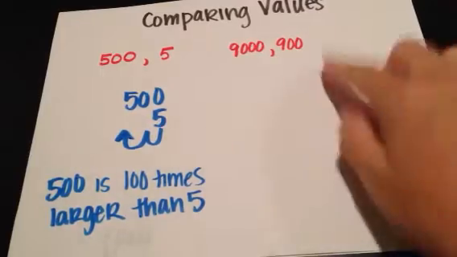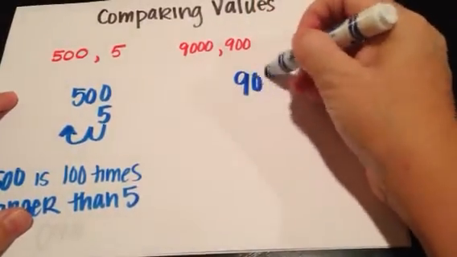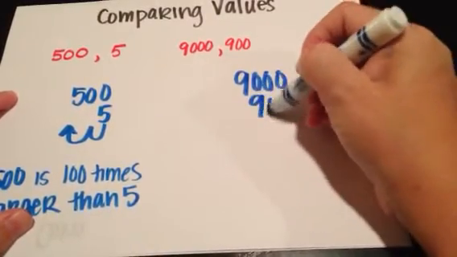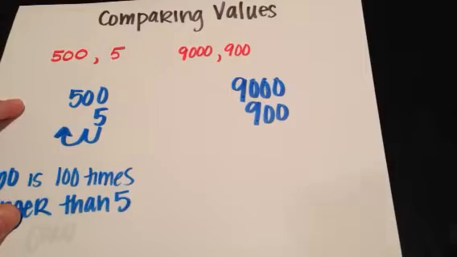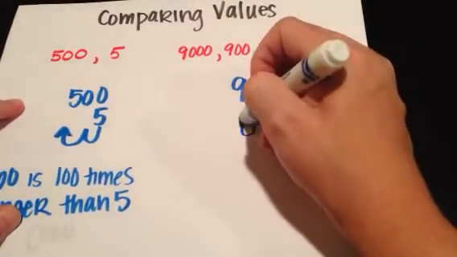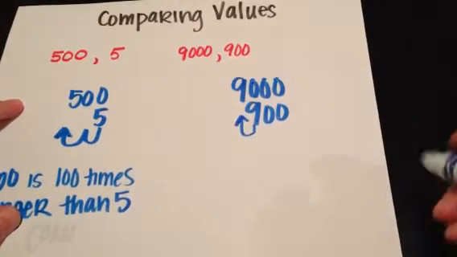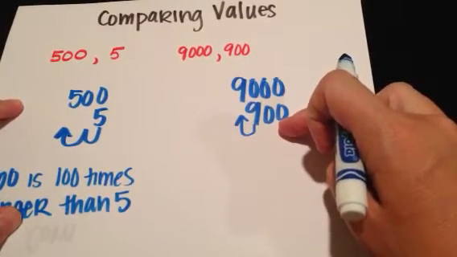And we could do the same thing with 9,009. And again, I asked the students to line it up so that they could actually see how many jumps away that is. So in this case, you can see that that is 1 jump away. So 9,000 is 10 times larger than 900.